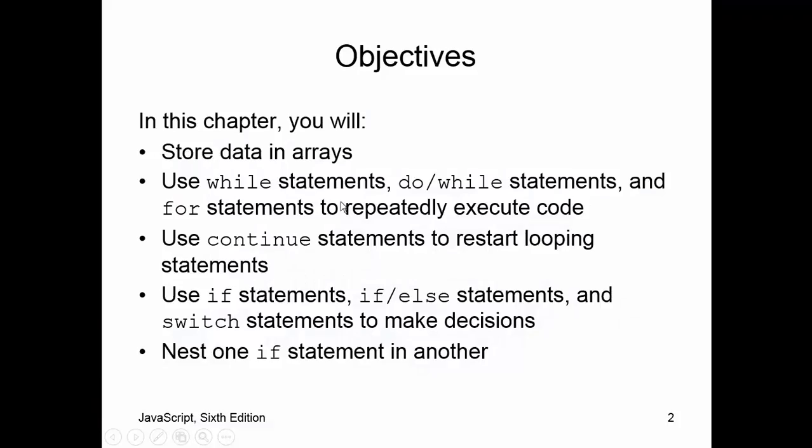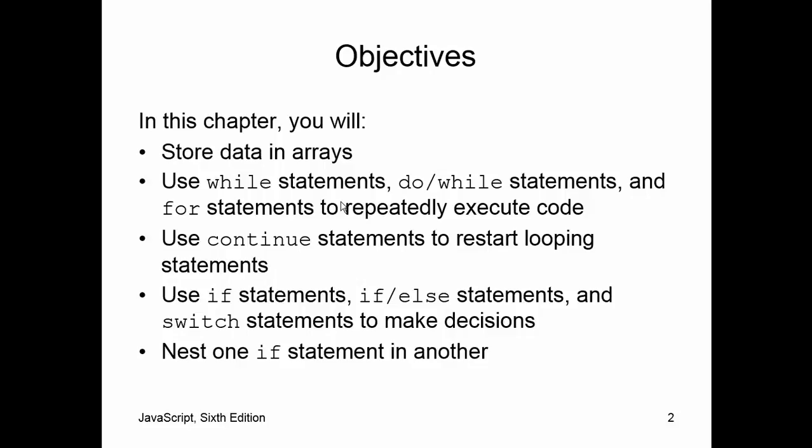So, in this chapter, we learned to store data in arrays. I was already showing you that. We learned different looping constructs. The three of the loops that are available to you in JavaScript are the while loop, the do while loop, and the for loop. We'll look at each one of those. We'll look at the continue statement, and along with that, even though it's not shown here, we'll look at the break statement.